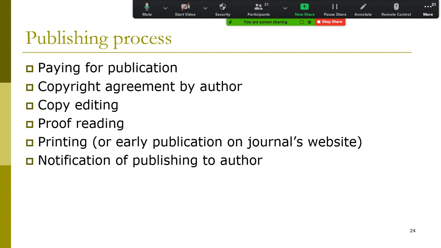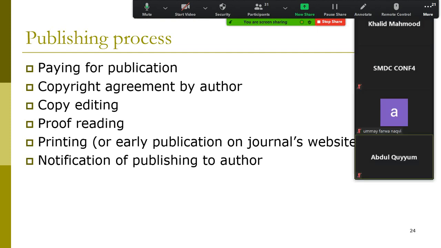So normally they will give you a short time, normally 24 hours or 48 hours for proofreading. You will proofread your article and then inform them it is okay, or you want to have some changes, or you have found some mistakes. So then there will be a printing process.